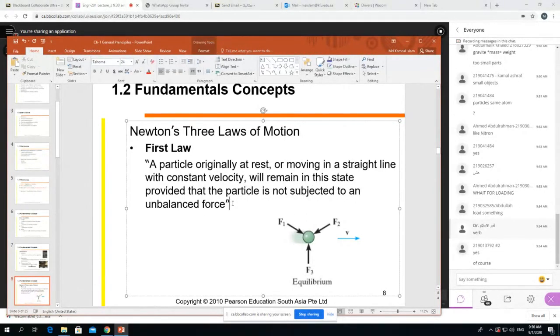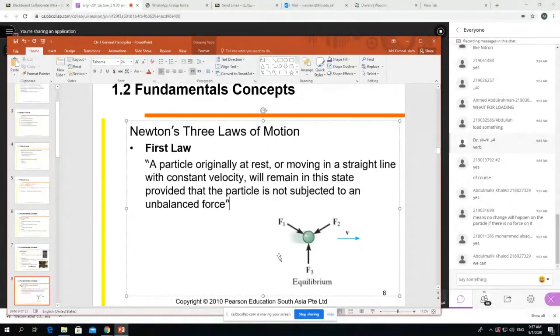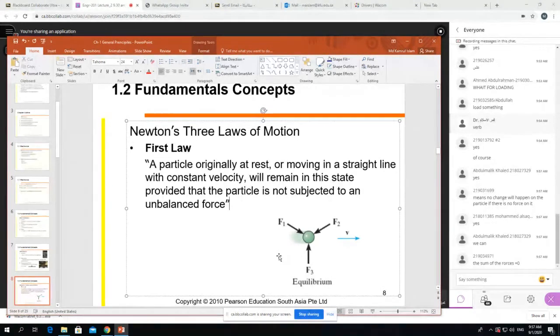Okay, does anyone understand what this is saying? Can you tell me the meaning of it? Anyone, please? No answer? For Newton's first law, hello, can you hear me? Repeat the question, please. I asked you, in your own words, tell me the first law of Newton's law of motion.